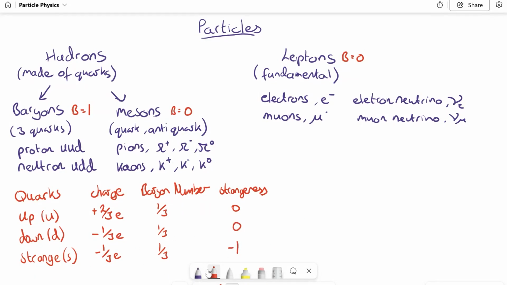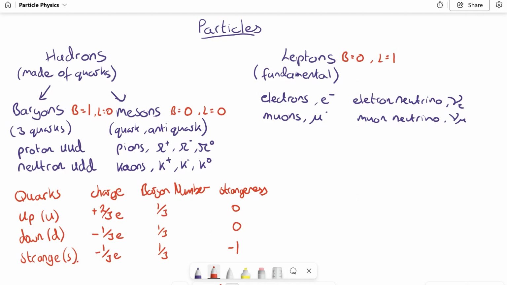So those numbers are important. We have some other numbers that come up. We have a thing called lepton number. So any lepton has a lepton number equal to 1. Obviously, a meson has a lepton number of 0, and a baryon has a lepton number of 0, because they're not leptons. So only a lepton has a lepton number.